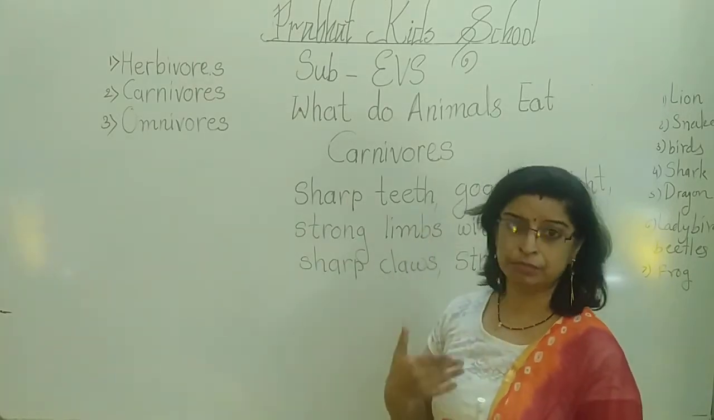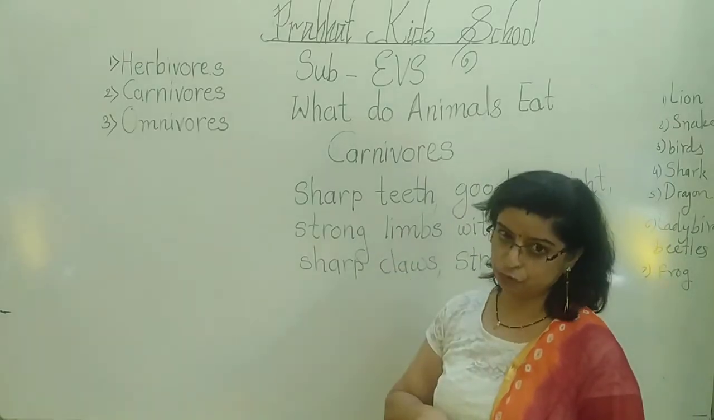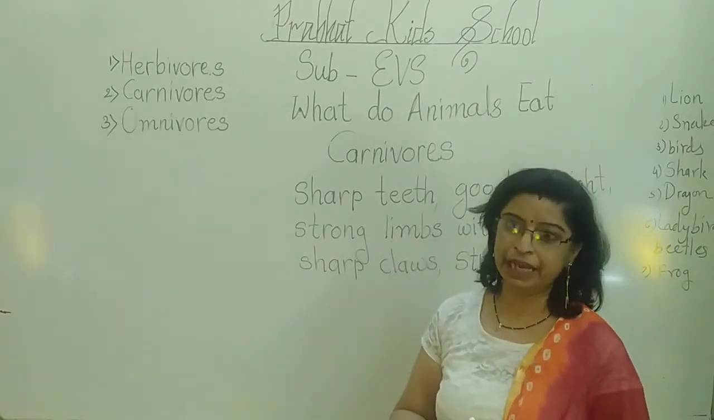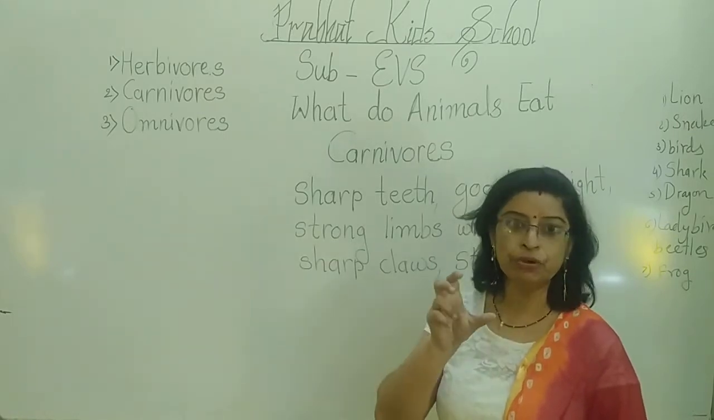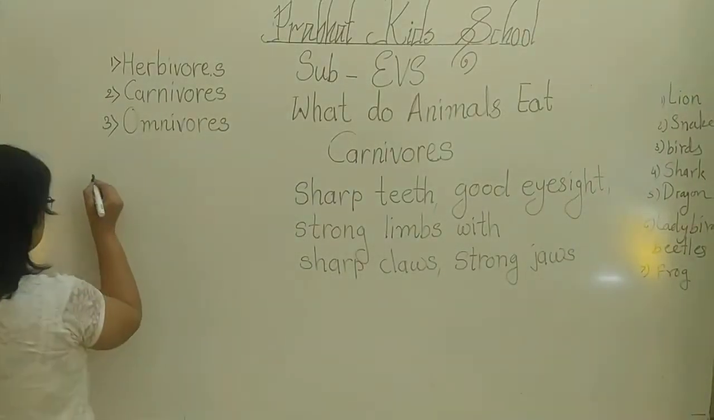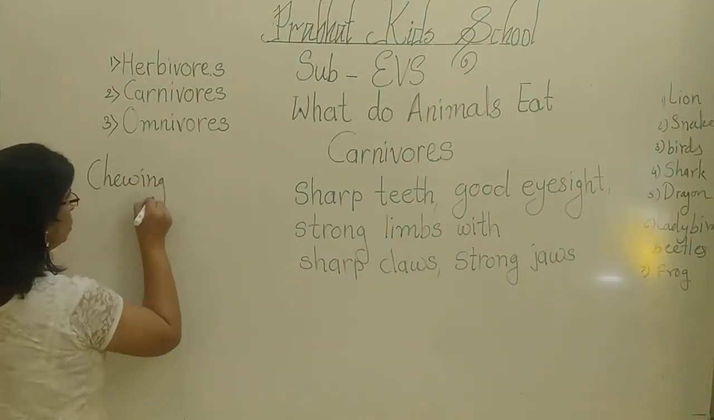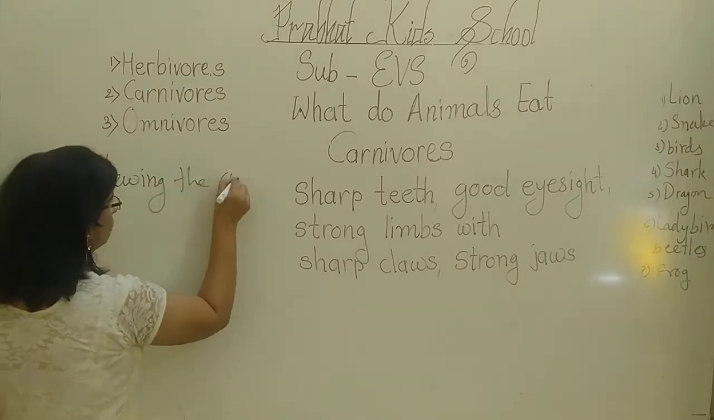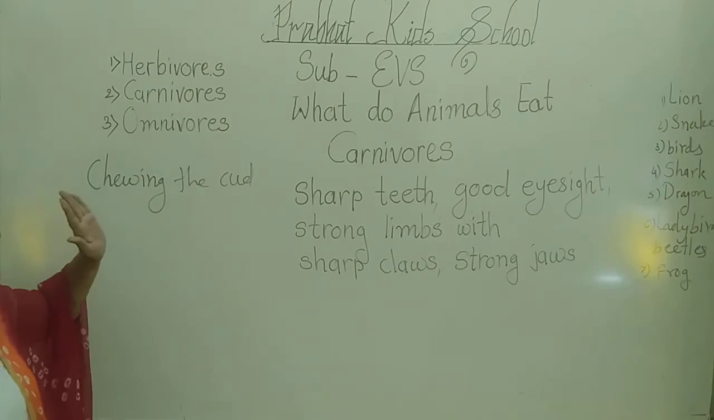In cows, buffalo, goat, they first swallow the food and after some time return it back into their mouth and chew it very finely, and this process is known as chewing the cud. Which animals follow this? Cow, goat, buffalo.